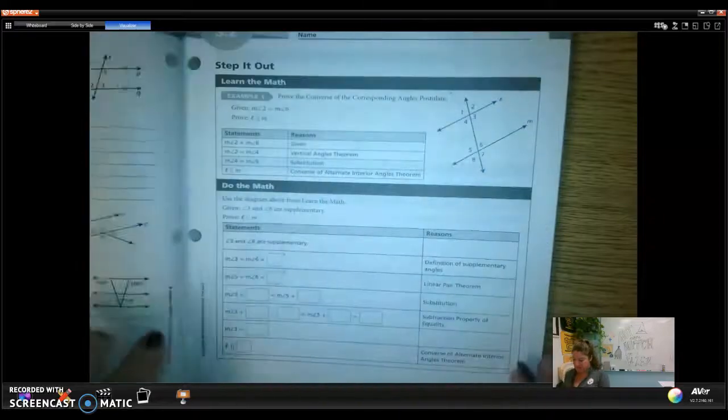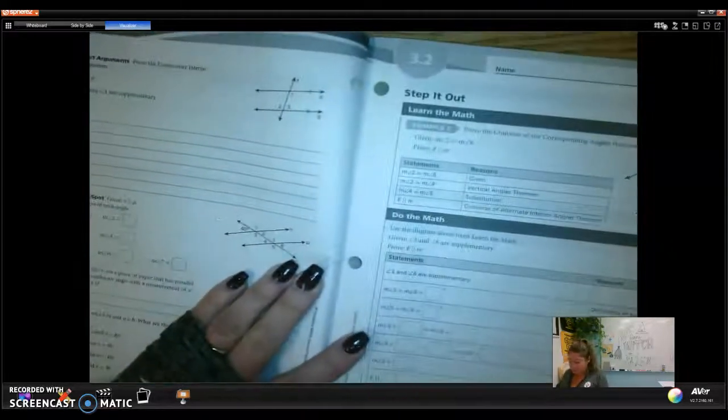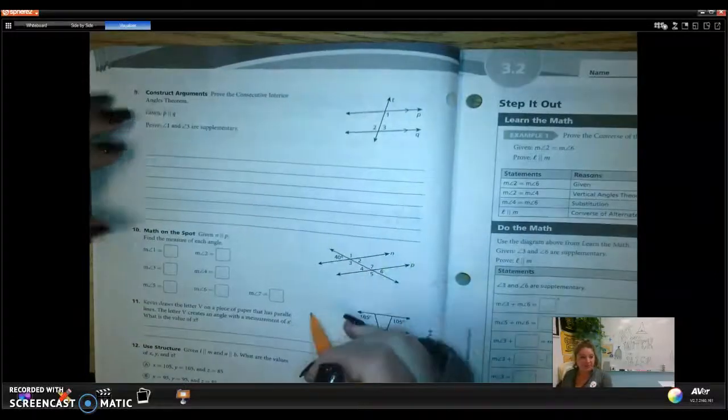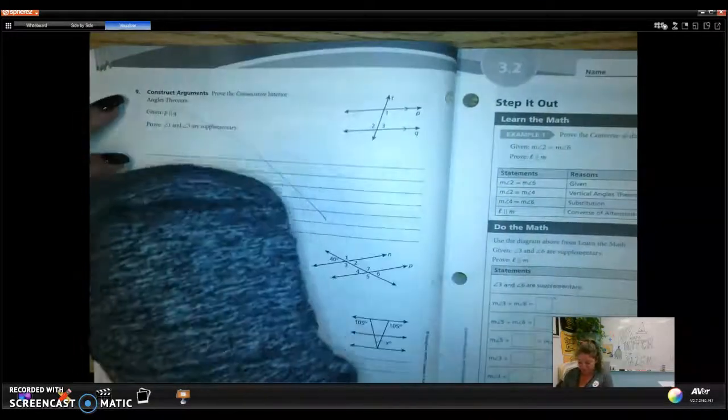Okay, let's go to the next page. I will tell you that this is the chapter that we skipped, right? We're not doing proof, so you can actually skip number 9.